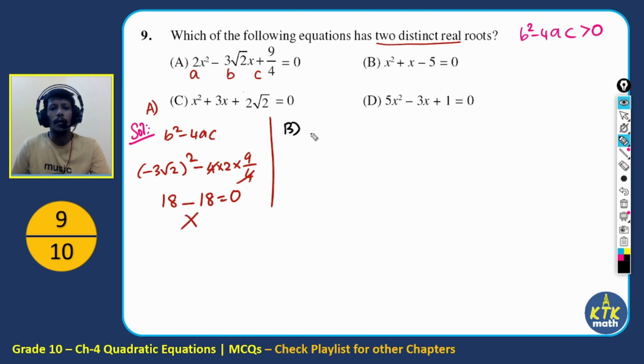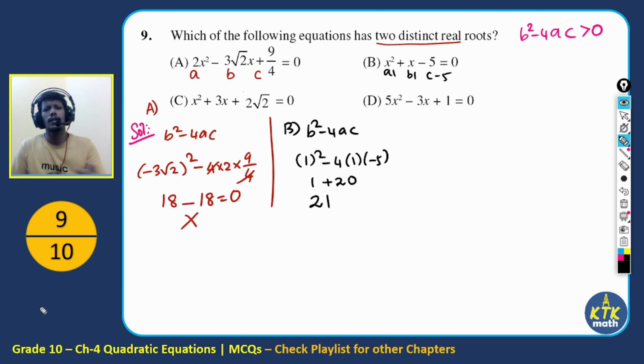I am checking the same b square minus 4ac. This is your a value 1 only, b value also 1 only, c value negative 5. Now substitute here 1 square minus 4 times 1 times minus 5. So 1 plus, what you are getting, 4 5s are 20. So you are getting 21.